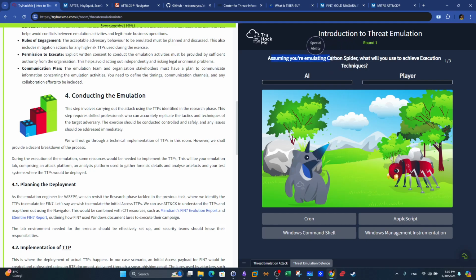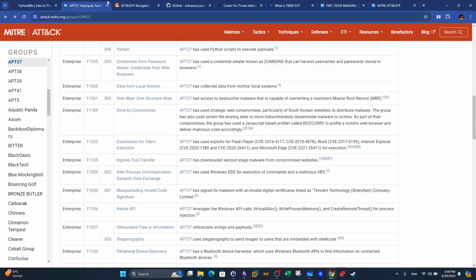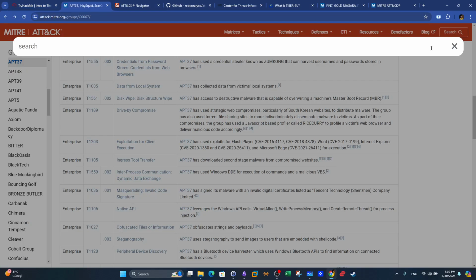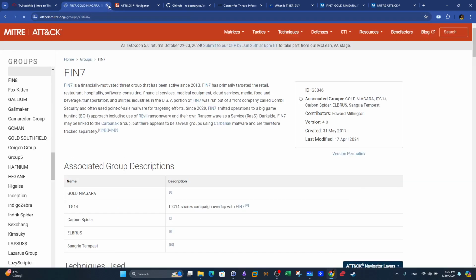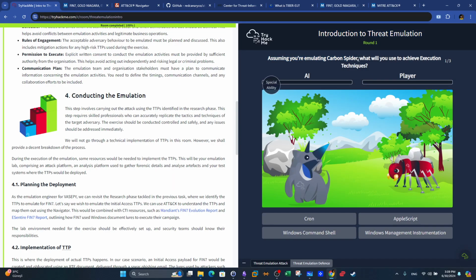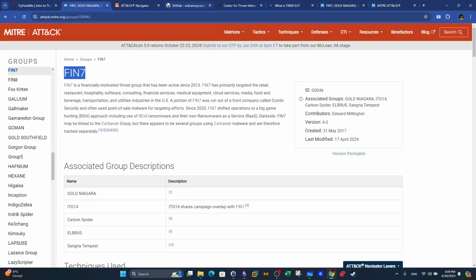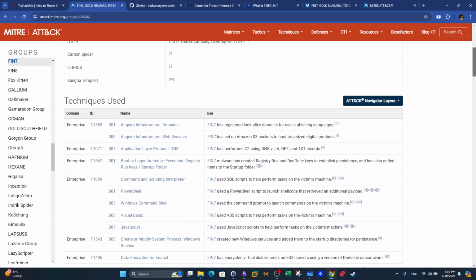Assuming you are emulating Carbon Spider. Carbon Spider is an APT. It is FIN7. Okay, assuming we are emulating Carbon Spider now, what will you use to achieve execution techniques? How are you going to answer this question? We're going to assume that we are doing threat emulation. We chose the APT profile we're going to emulate. We're going to go over the techniques used.